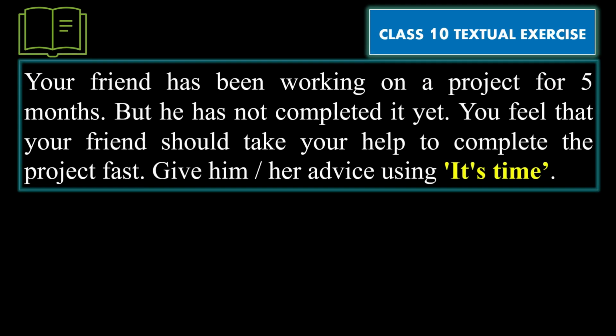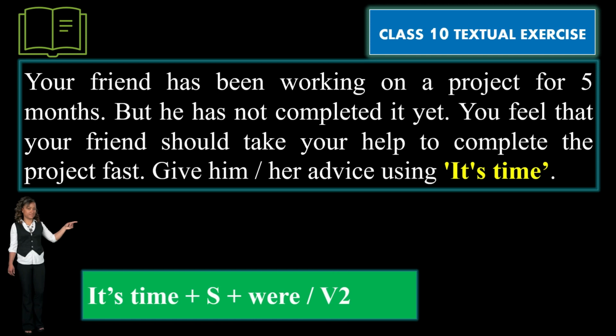Your friend has been working on a project for 5 months, but he has not completed it yet. You feel that your friend should take your help to complete the project fast. Give him or her advice using it's time. Okay, the structure, it's time, subject plus past tense verb. Now, let's begin. It's time, and you are advising your friend. You are maybe talking to your friend directly. So you say you. It's time you.